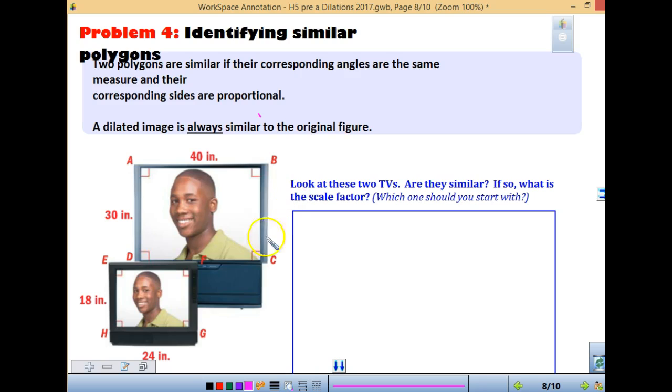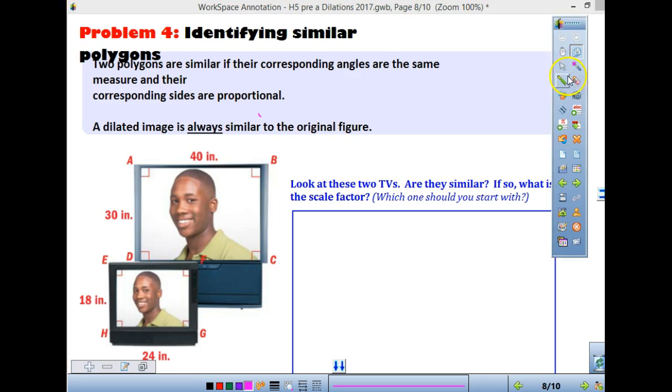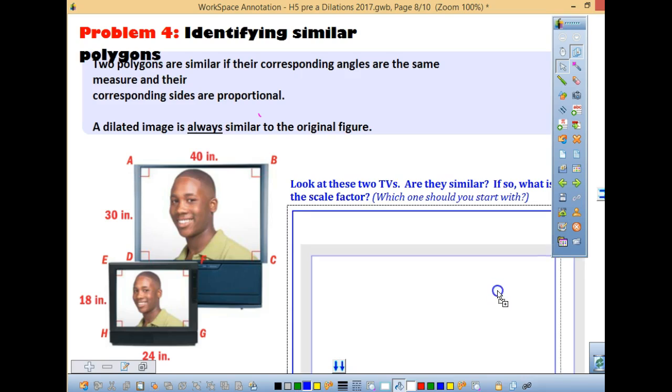So if I'm asking you to figure out the scale factor, meaning I may be starting at the large TV and going to the small one, how could we figure out our scale factor? Anyone have any ideas? Divide the big one by the small one. So we could take the big number and divide it by the small number. Could I divide the small number by the larger number? Depending on which way I'm moving, right?